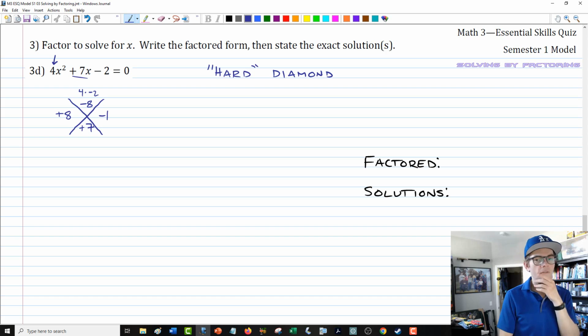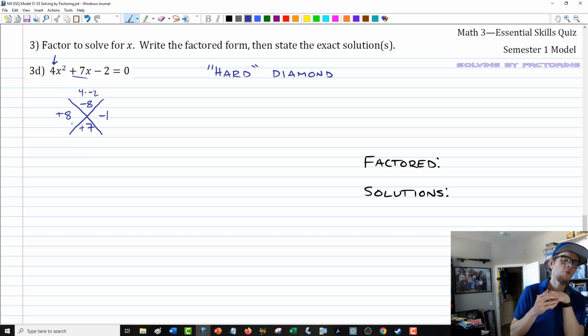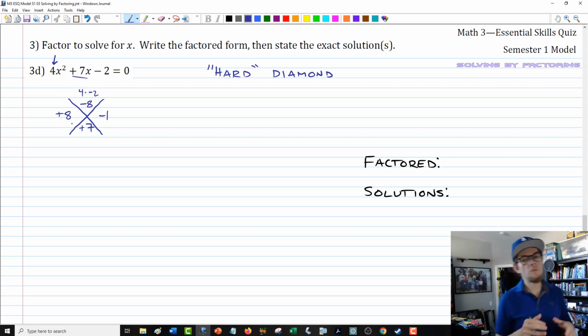Now here, though, we don't have that shortcut option. We can't just go x plus 8 and x minus 2. There is a technique that pushes in that direction, and you can do some stuff to get there.